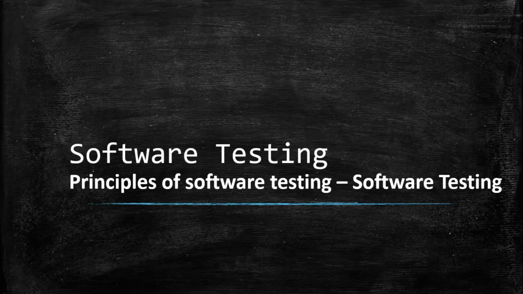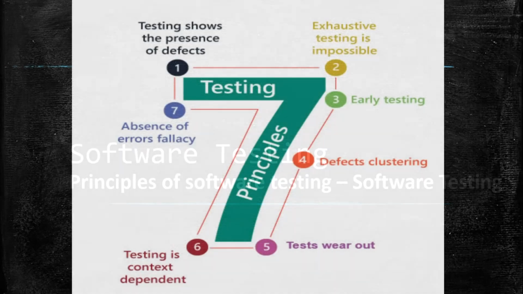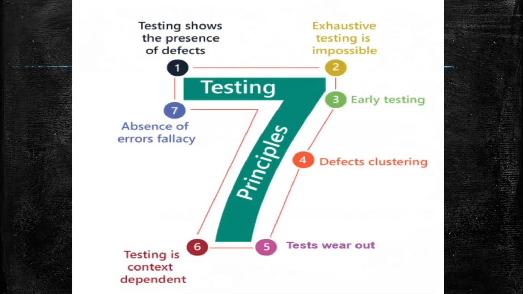Principles of software testing. We have 7 main principles of software testing: testing shows the presence of defects, exhaustive testing is impossible, early testing, defect clustering, tests wear out, testing is context dependent, and the last one, absence of errors fallacy. Let's discuss every one separately.